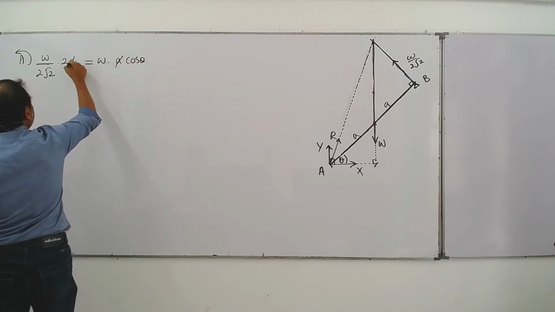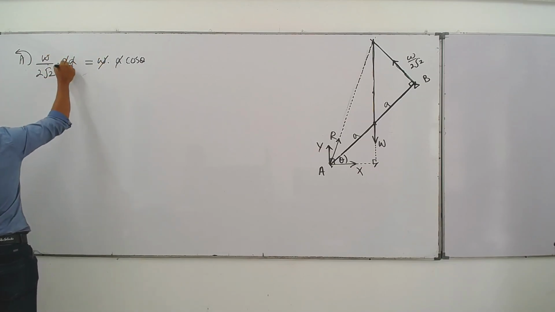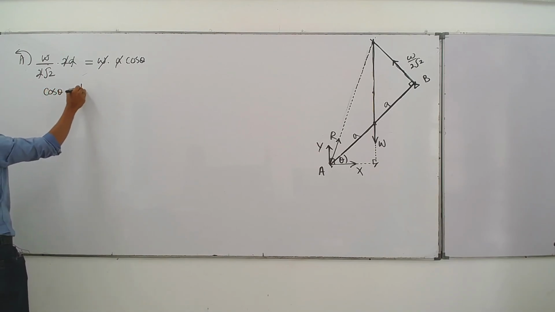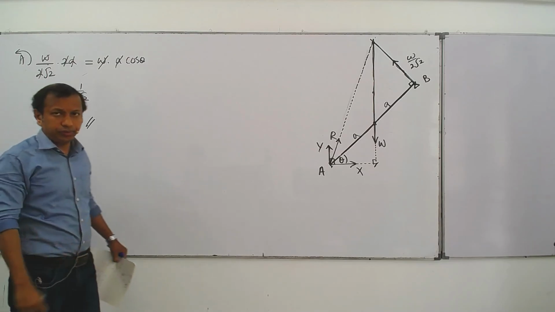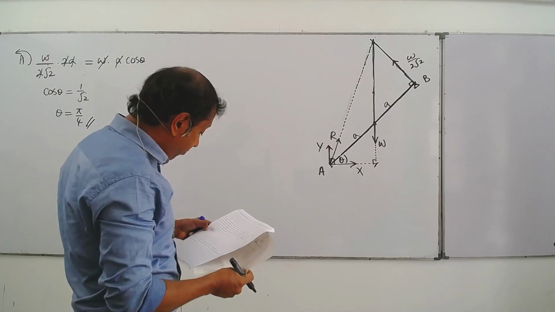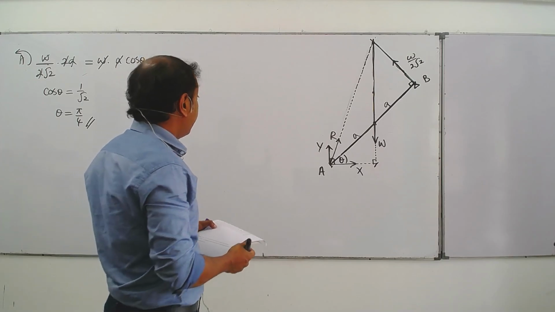A and A you can cancel down. W and W can cancel down. 2 and 2 you can cancel down. We have cos theta equals 1 over root 2. Theta equals pi by 4. Right. Secondly, asking, find the horizontal and vertical components of reaction at A, R.